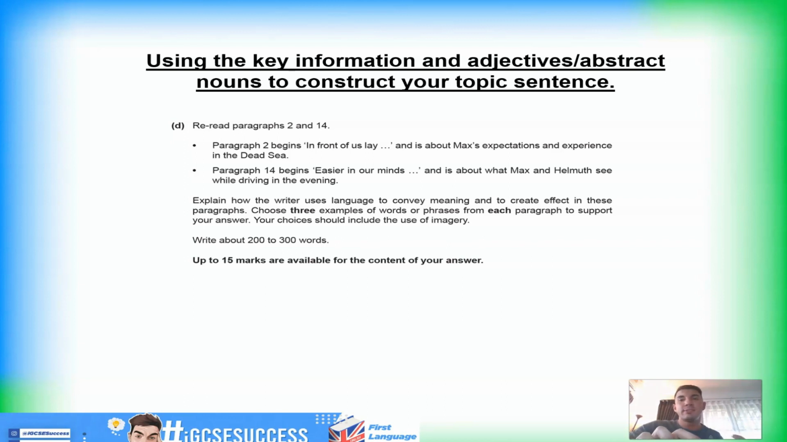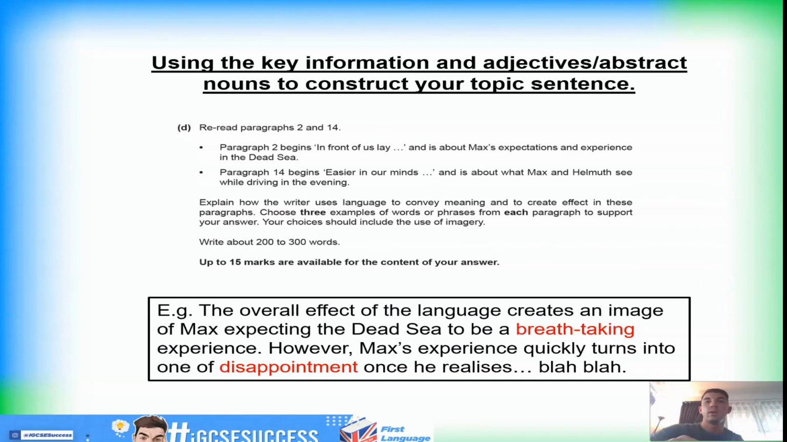So your topic sentence may look something like this. The overall effect of the language creates an image of Max expecting the Dead Sea to be a breathtaking experience. However, Max's experience quickly turns into one of disappointment once he realizes blah, blah, blah. So give it a bit of context. So for this one, I've chosen to use that adjective breathtaking, and I've used that abstract noun disappointment. Let's look at one more.